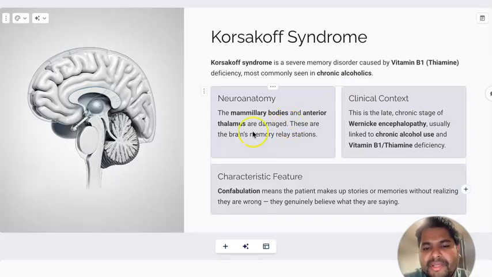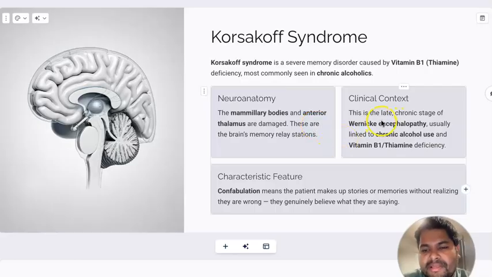Neuroanatomy: the mammillary body and anterior thalamus are damaged. So in Korsakoff syndrome, the mammillary bodies and anterior thalamus are damaged. These are the brain's memory relay stations. So we have to understand what part of the brain is affected in Korsakoff syndrome, and the answer is the mammillary body and anterior thalamus.